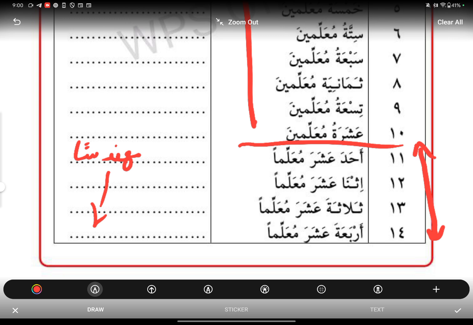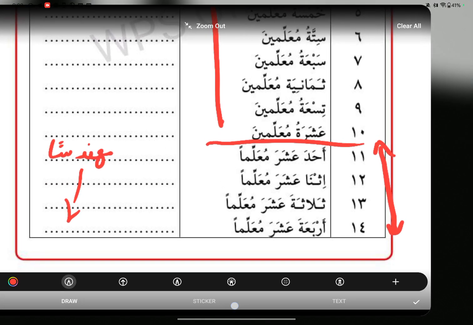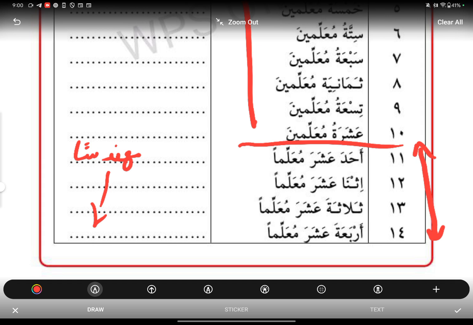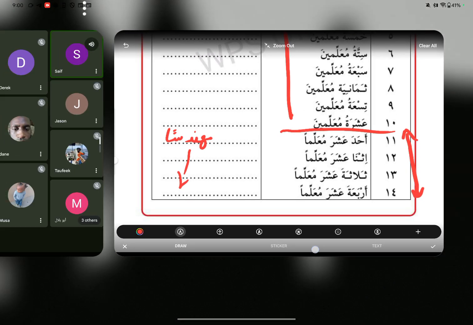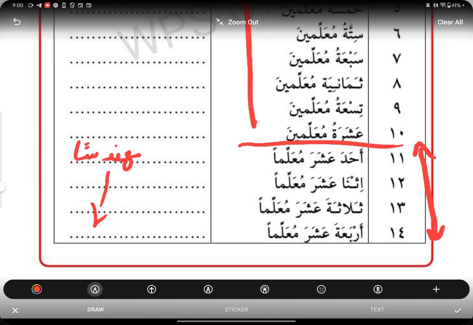Brother Abdullah Ali. Assalamu alaikum. If you speak, your mic is off. Oh, mic muted. Okay. Brother Sulaiman. Assalamu alaikum.